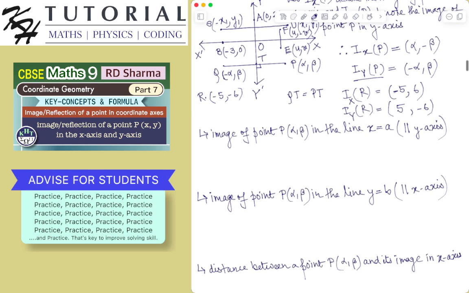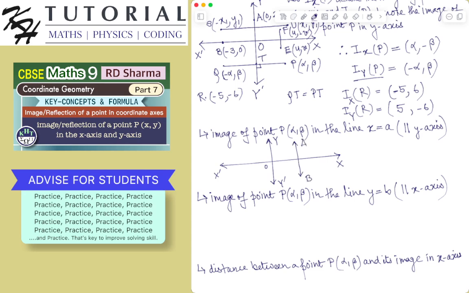So let's say we are asked to find the image. I'm drawing the Cartesian coordinates once again. So this is Y'OY, X'OX. Let's say we are asked to find the image of a point in a line which is parallel to the y-axis. Let's say the line is AB.